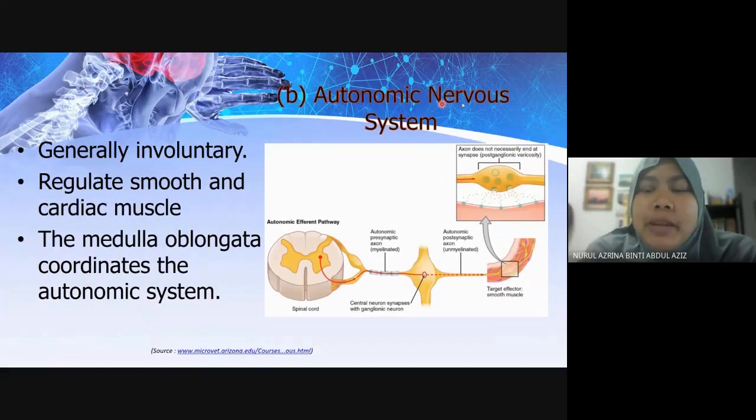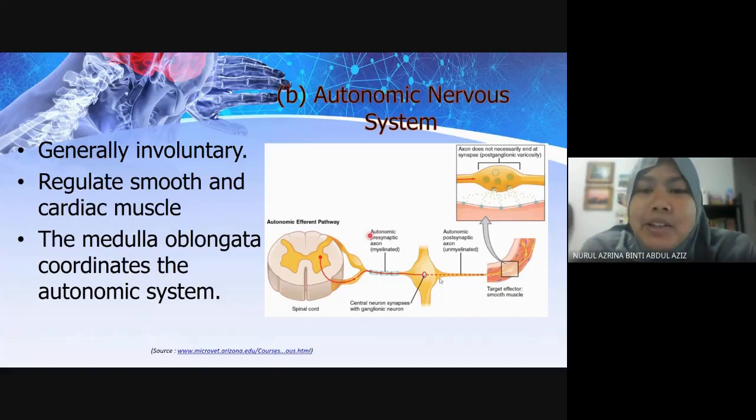How about autonomic nervous system? Okay, autonomic nervous system generally involuntary. We cannot control. Contoh, regulation of smooth muscle and cardiac muscle. So smooth muscle contoh kat mana? Kita punya peristalsis of esophagus. Bila kita telan makanan tu lalu dekat esophagus kita tak boleh rasa pun. And even we cannot control macam mana kita punya esophagus tu contract. Right, as well as our contraction of cardiac muscle.